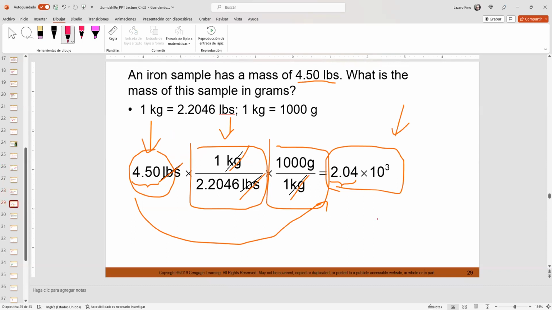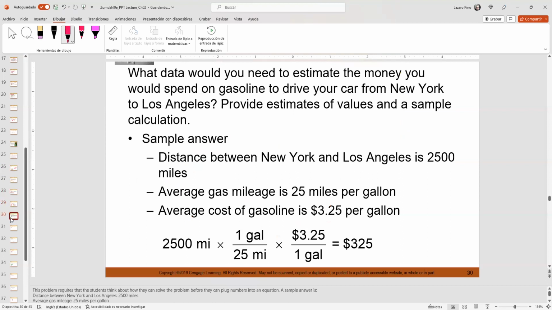Here you have another example. You can stop the video and study what you are doing. In this case, the conversion is in 2 steps. But look at this. The answer has 3 significant figures because the given number has 3 significant figures. Don't forget about this. If not, you're going to lose points in the test.